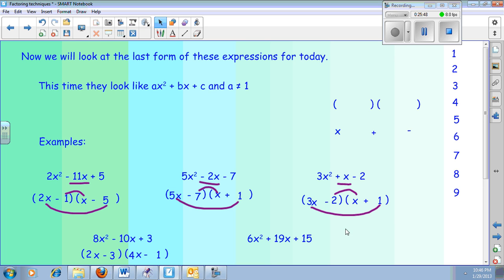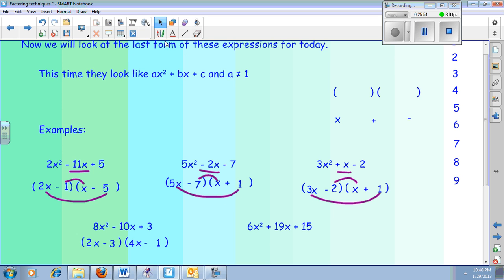And now we get to check. Does outside inside work? So let's check our outside. 2x times negative 1 is negative 2x. Negative 3 times 4x is negative 12x. Negative 2x and negative 12x happens to be negative 14x. Shoot. It's not the right order. So now we need to change our order. We can change our order by changing the 3 and the 1, or we can change the 2 and the 4. I think I'd like to try changing the 3 and the 1.